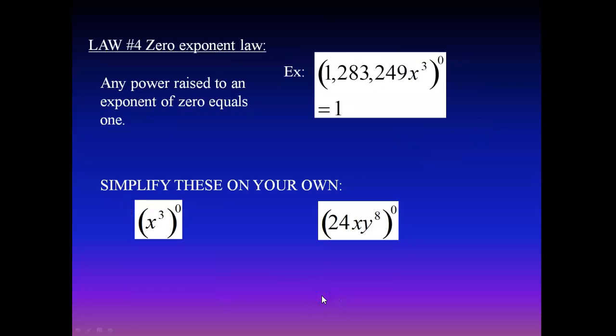Let's take a look at the zero exponent law. This is the best law I came across. So any power raised to an exponent of 0 equals 1. So I don't even have to think of what's inside the parentheses because the outside power is 0. The answer is right away 1. And so here the outside power is 0. So the answer is 1. So is the answer to this problem.